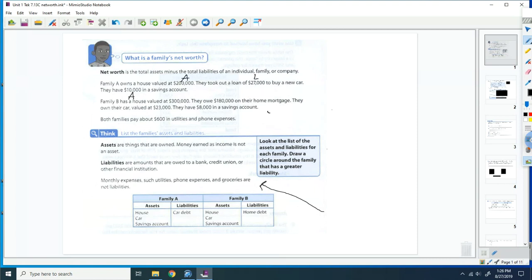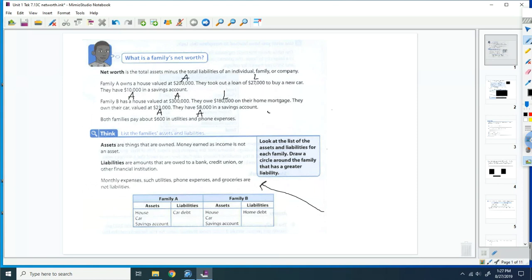Family B has a house valued at $300,000, so that's an asset. They owe $180,000 in mortgage. Mortgage you have to pay back to the bank. They own their car valued at $23,000, so that's an asset because they own that car. And they also have $8,000 in savings. That's an asset as well.